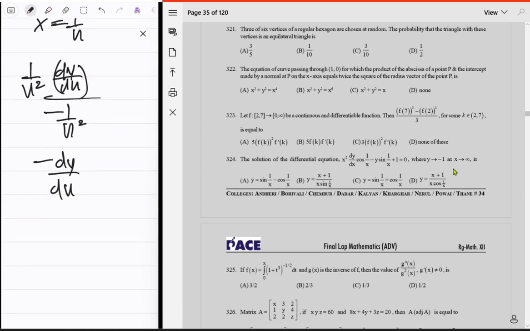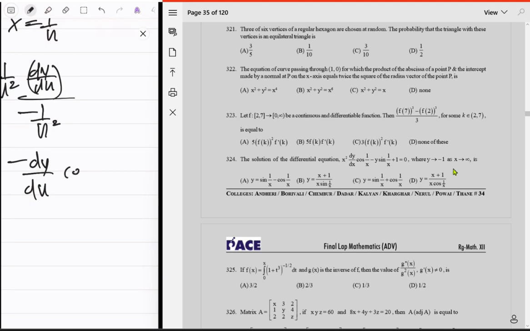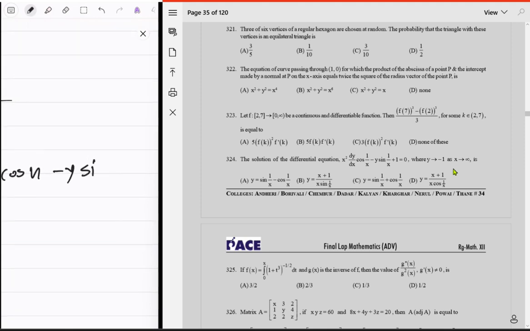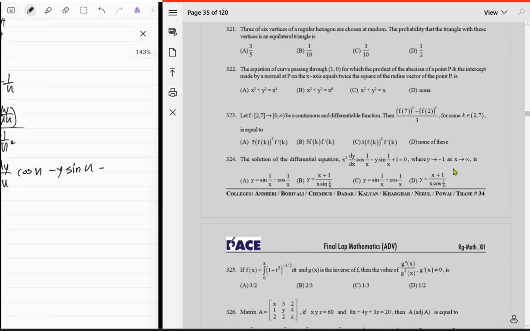This was very weird. Why did this happen? I don't know. Like x square for some reason. जो भी है, it happened. ठीक है. So negative dy upon du cosine of u minus y sine of u plus 1 equal to 0, right? Plus 1 equal to 0.